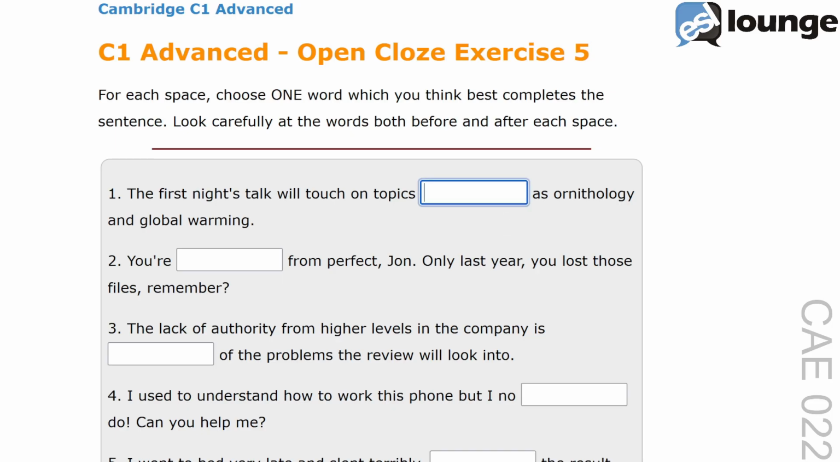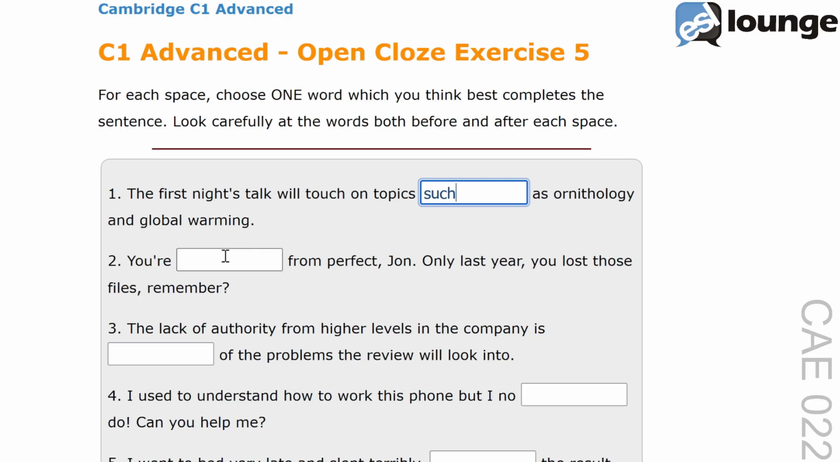The first night's talk will touch on topics blank as ornithology and global warming. The correct answer is such. The phrase such as is used to introduce examples. For example, she enjoys outdoor activities such as hiking and cycling. This collocation helps to list specific topics that will be discussed.